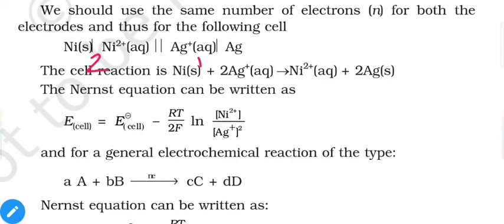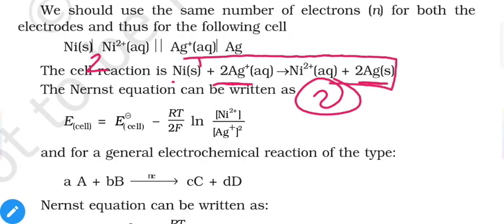But for the overall cell reaction we need to balance the electron transfer. That's why we have to use 2 Ag plus, which gives us 2 Ag solids. So that means overall 2 electron transfer will take place. So keep in mind, in this type of situation we need to concentrate on the overall cell reaction electron transfer. In the previous case, that means copper and zinc case, you can directly use the number of electrons used in half cell reactions, but in this type of case we have to concentrate on the overall cell reaction.